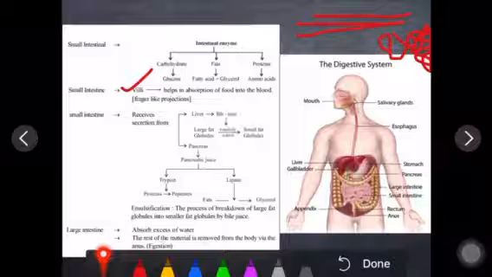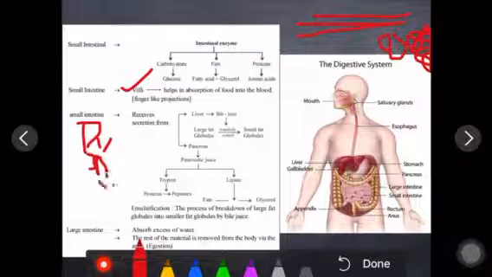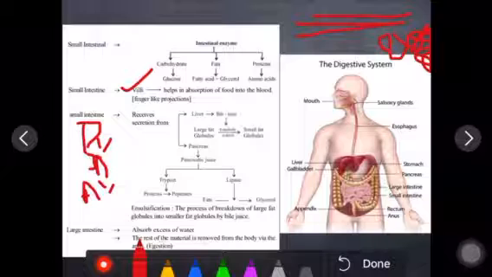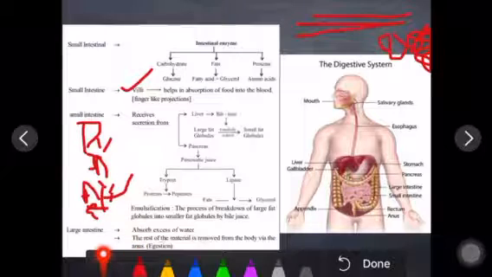After the digestion, absorption will be there, and then assimilation will be there. Assimilation is the utilization of food. Now children, after the assimilation, what will happen? Egestion will be there. It means removal of waste. Then who is helping in egestion?